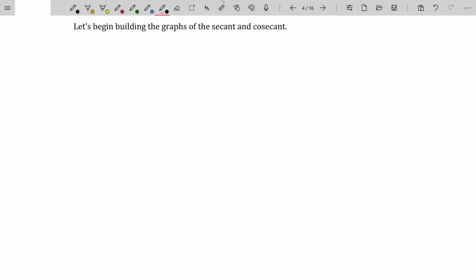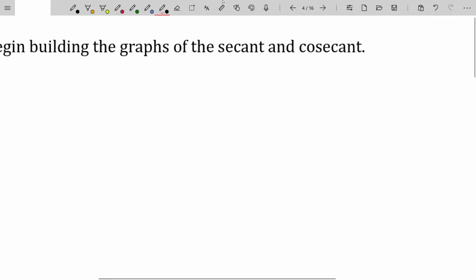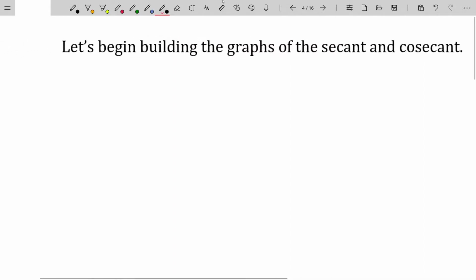So now we're going to build the secant and cosecant graphs. And rather than point plotting, which is how we built the sine and cosine graphs, what I'm going to do is use the sine and cosine graphs to help us graph the secant and cosecant. And I'll do this just in the order that I've listed them. So we're going to take care of the secant first.